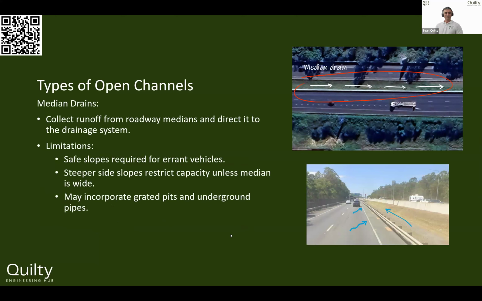We then have median drains. As the name suggests, these are used in the median of a roadway. So median drains, in this example, we've got a highway, we've got northbound, southbound lanes, and then we've got this space in the middle.